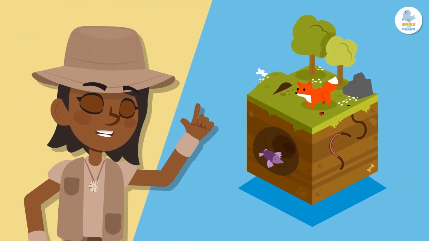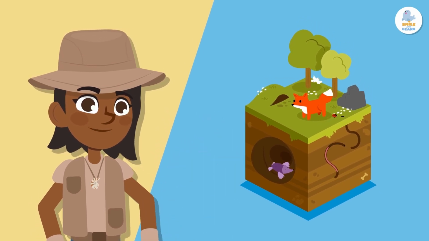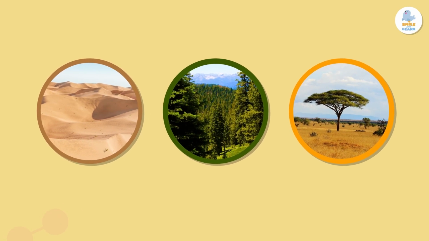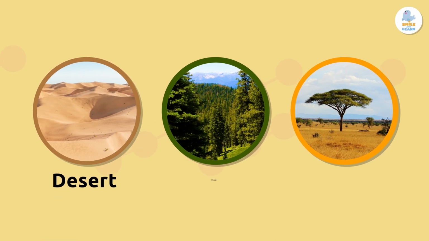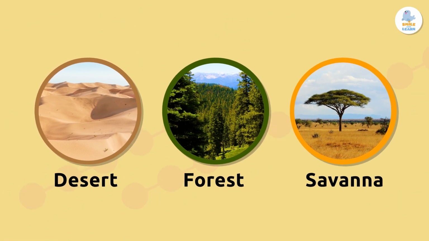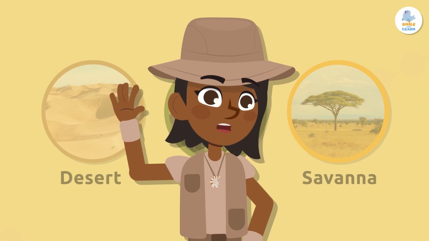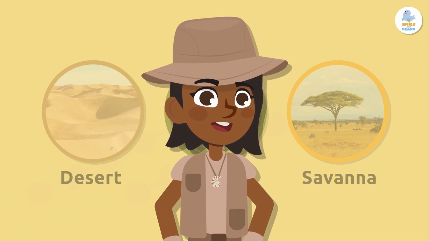Terrestrial food chains exist both on land and below the surface of the Earth. For example, we find terrestrial food chains in the desert, forest, and savanna. Can you think of any other terrestrial habitats? Come with me. We're going to look at an example.